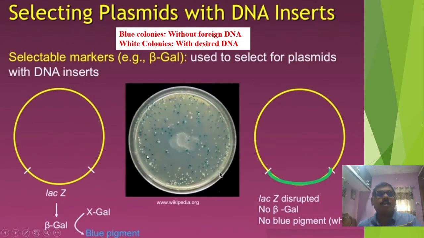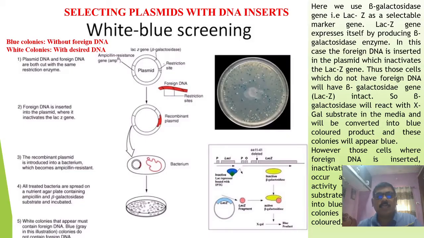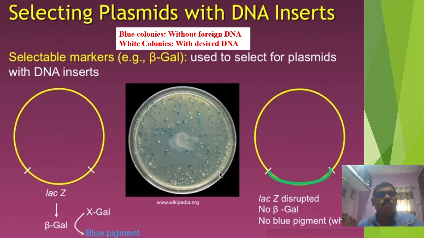Then another method of selecting whether the plasmid has inserted or not is the blue-white screening technique, where you are using a selectable marker gene in the bacteria, that is the beta galactosidase in the lac operon. We have discussed, you might know, the LAC-Z gene. That LAC-Z expresses the enzyme beta galactosidase.